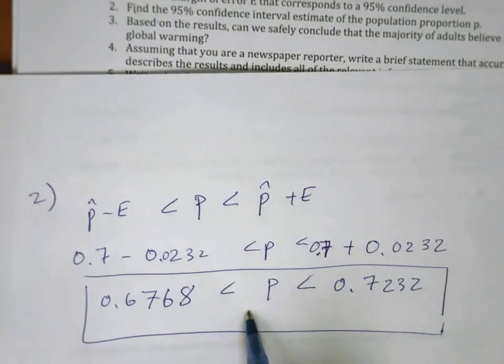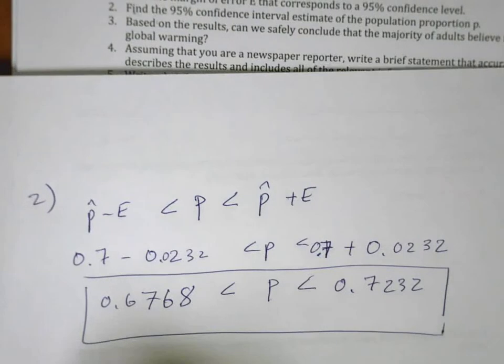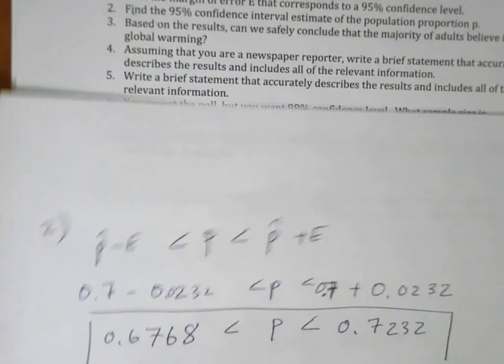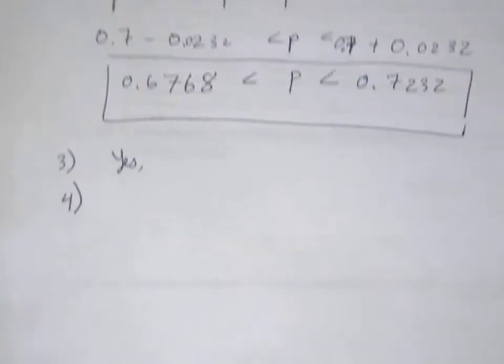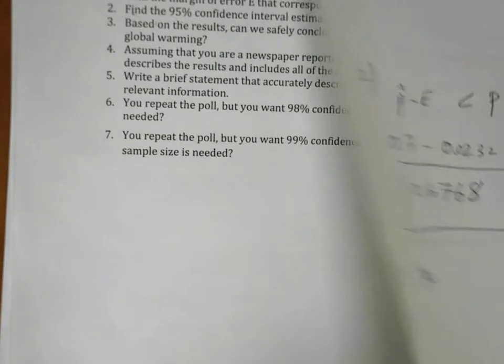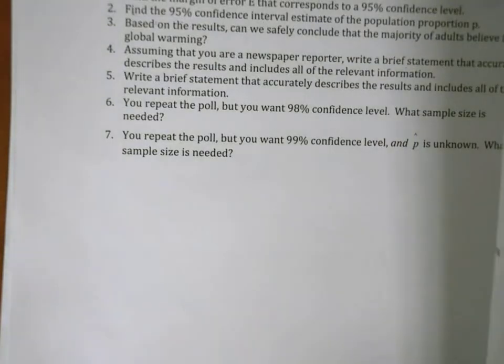Now 4. Here comes the tricky part. Assuming you are writing for a newspaper, you are a newspaper reporter, write a brief statement that accurately describes the result and includes all of the relevant information. And so let's try to interpret what this really means.